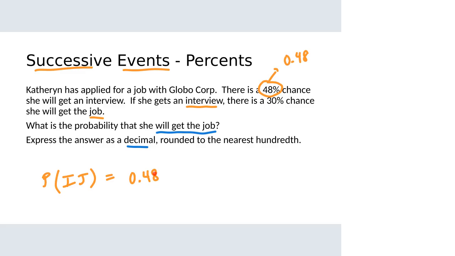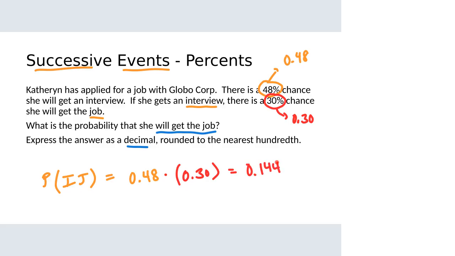And then since there's a 30% chance that she's going to get the job after getting an interview, then that's going to be 0.30 as a decimal. And just like with other successive events questions, find the probability of the first event, find the probability of the second event, multiply those together. And so here, what we're going to have is 0.48 times 0.30. And I get 0.144.